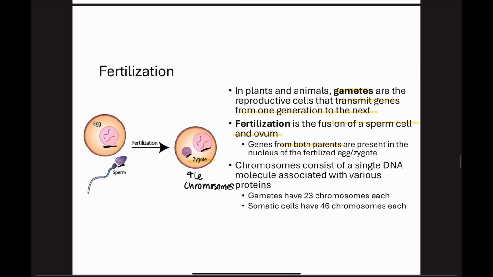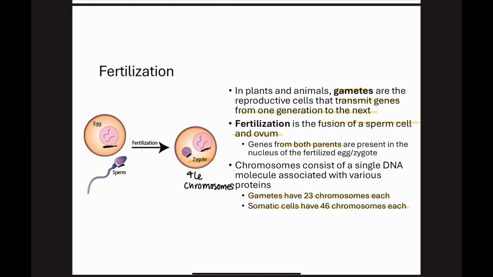Our chromosomes consist of a single DNA molecule that is going to be associated with a variety of proteins. Almost all DNA in a eukaryotic cell is going to be subdivided into chromosomes in the nucleus. We have very small amounts of DNA that are also found in the mitochondria and the chloroplasts. Every single living species has a characteristic number of chromosomes. In humans, we have 46 chromosomes in our somatic cells, and we have 23 chromosomes in our gametes.